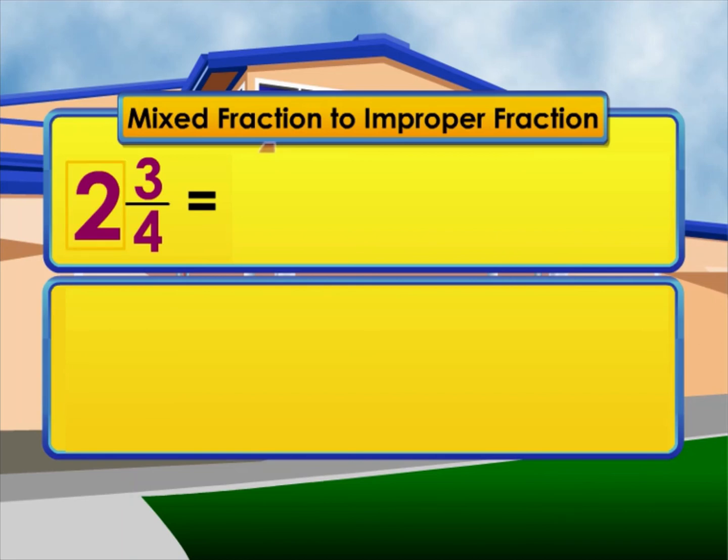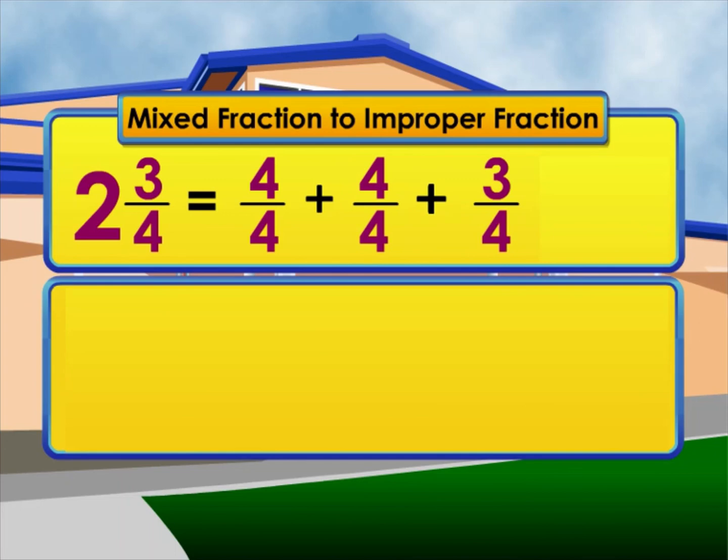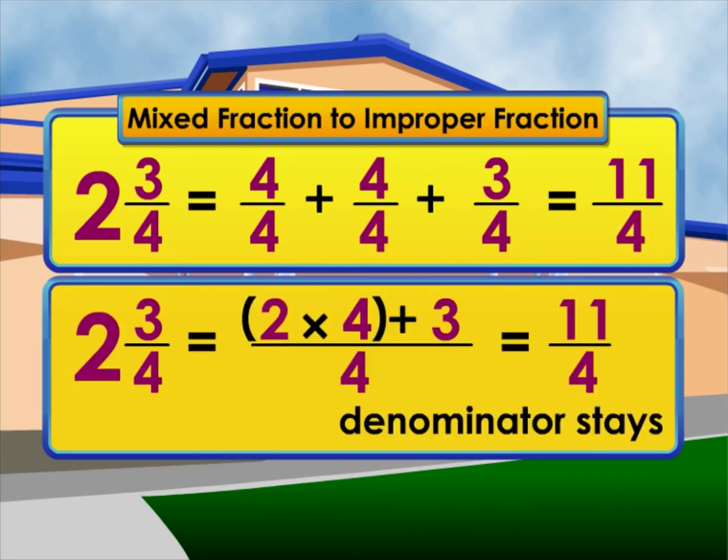2 wholes is equal to 4/4 plus 4/4 and plus 3/4 parts, giving you the numerator 11 and the denominator 4, or you can apply another method. 2 times 4 is 8, and plus 3 gives you 11, and the denominator 4 stays.